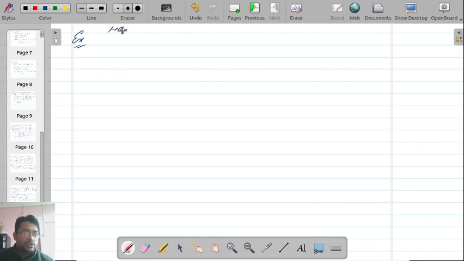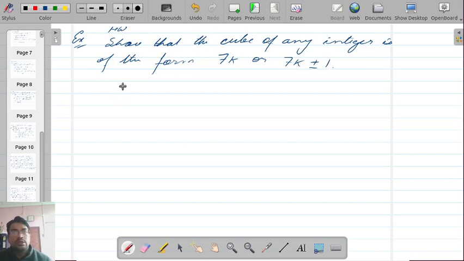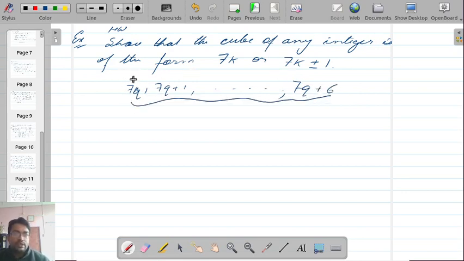This also you can try at home. Show that the cube of an integer is of the form 7k or 7k plus minus 1. Here you are left with no other options, but you have to check all these possibilities: 7q plus 1, 7q plus 2, up to 7q plus 6. All these 7 possibilities you have to check. So please do it. It's not that difficult.